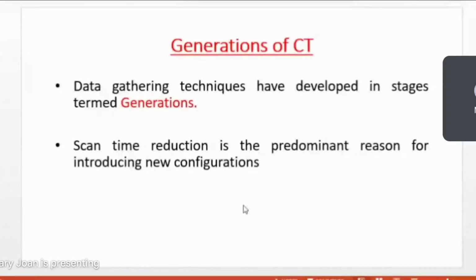Scan time reduction is the predominant reason for introducing new configurations. Predominant, like it's not for just one thing. And when were X-rays discovered?